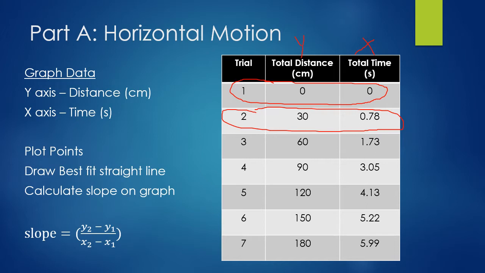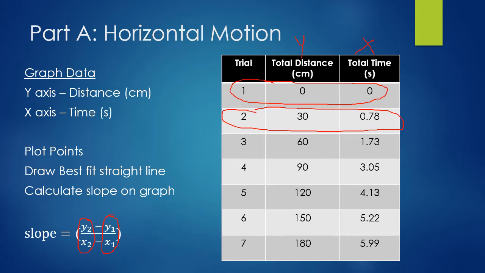and you'll insert their values into this equation, y2 minus y1 divided by x2 minus x1. So y1, x1 is going to be your values for one of the points that you pick on your best fit straight line, and y2, x2 will be the values you get from the second point on your graph. Now, what are we actually calculating when we're calculating slope?